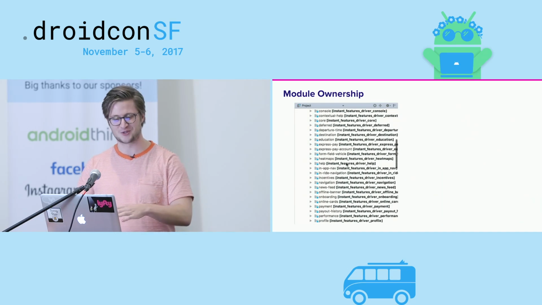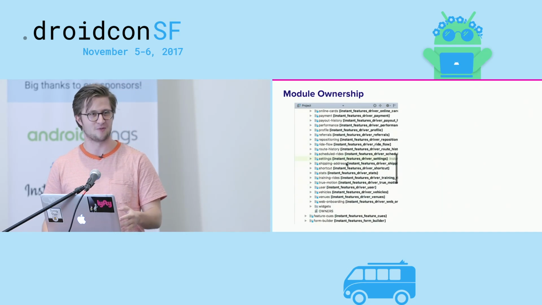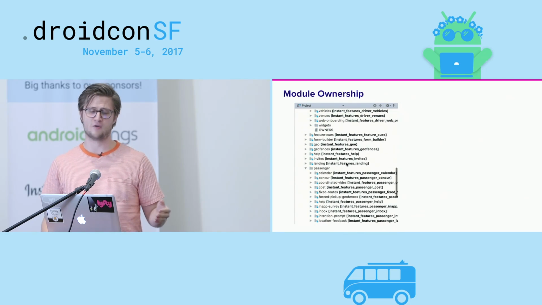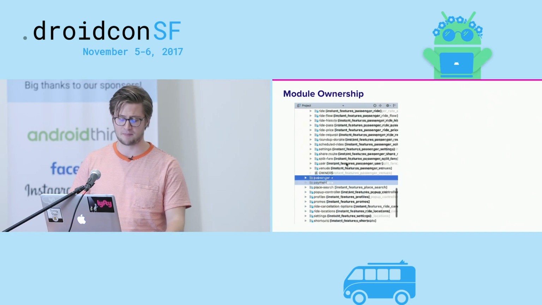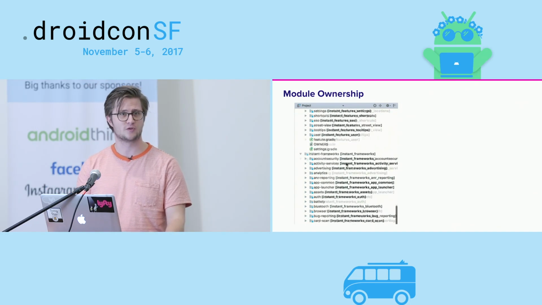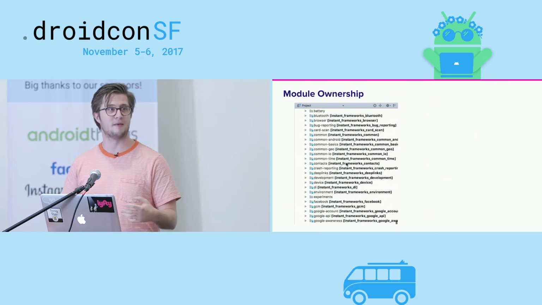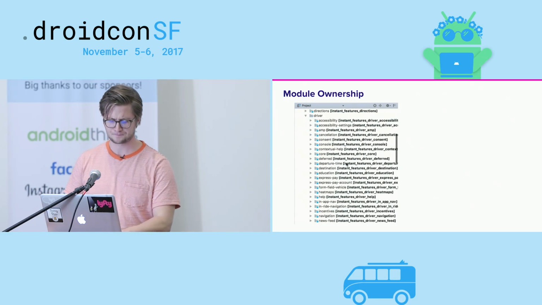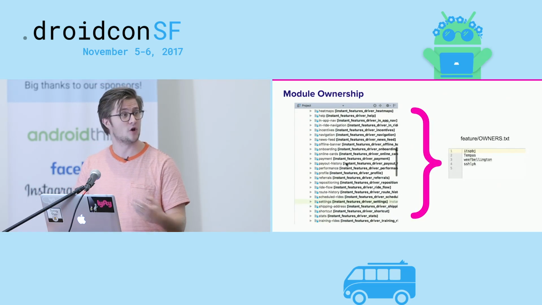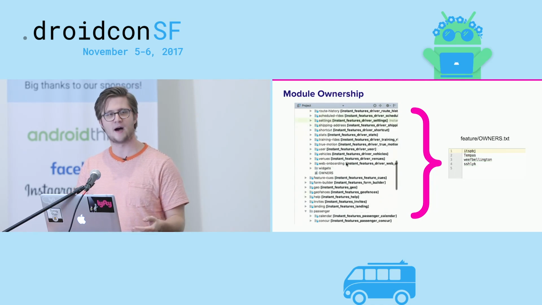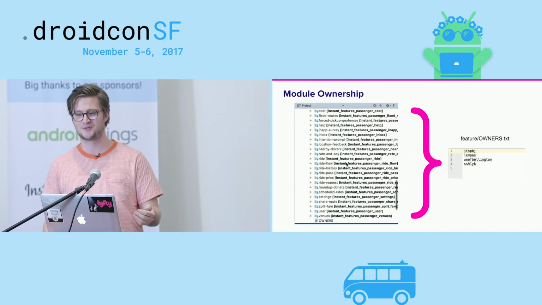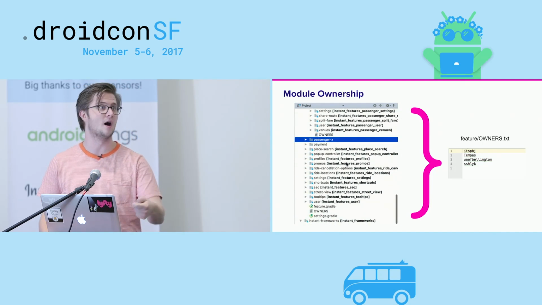I wanted to just take a screen capture here of some of the modules that we had. I think we definitely have over 100 now within the Lyft app. And each one of these modules corresponds to a specific feature that does a specific thing within the app. And within each of these modules, we have an owners file. And each of these owners files contains a list of GitHub handles that relates to the owners of that module.